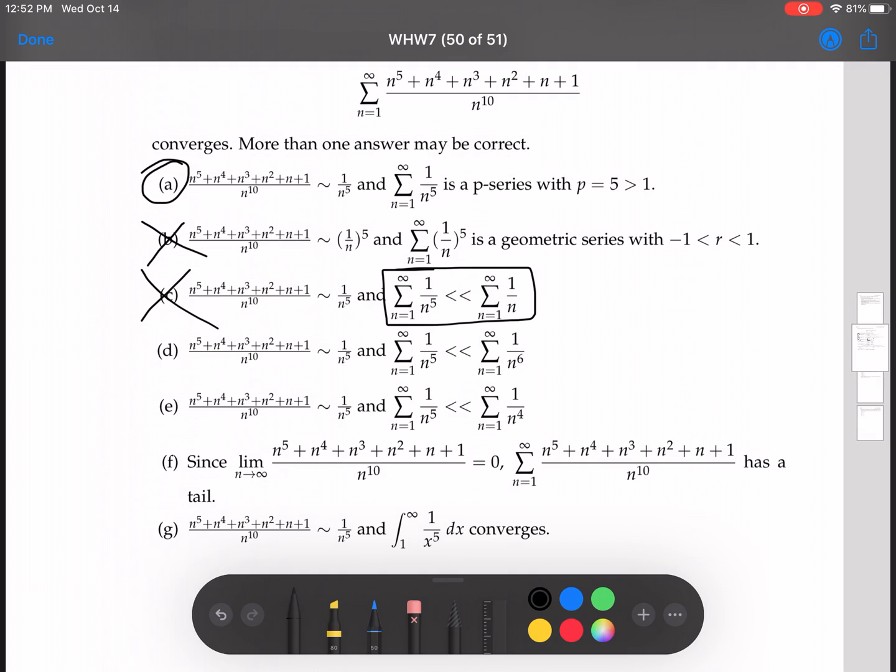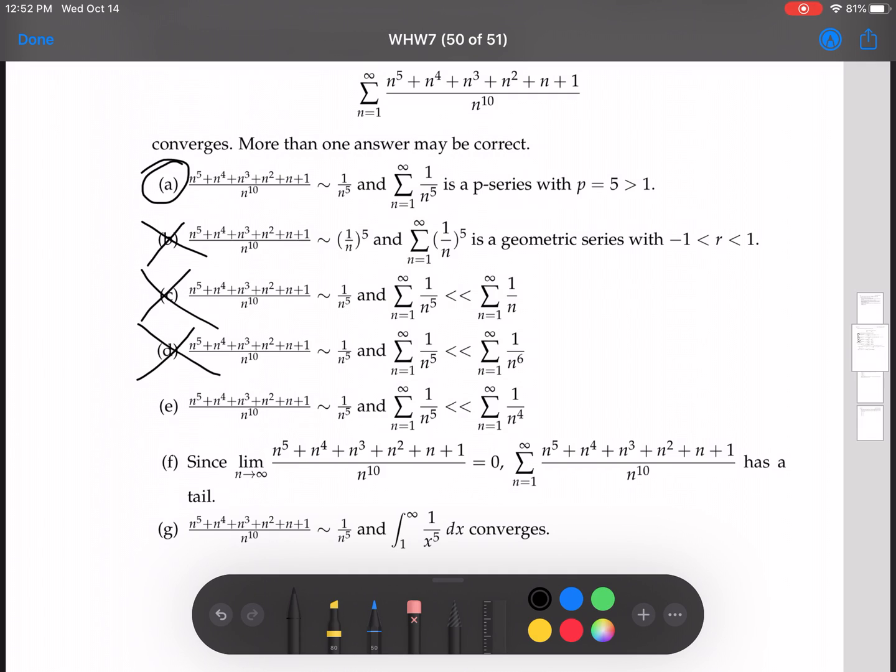See, remember, this is a divergent series. So if you're smaller than a divergent series, that tells you nothing. This reason is not correct either.